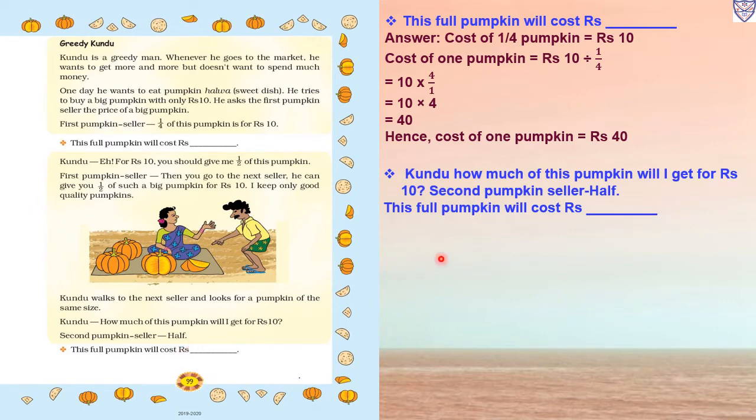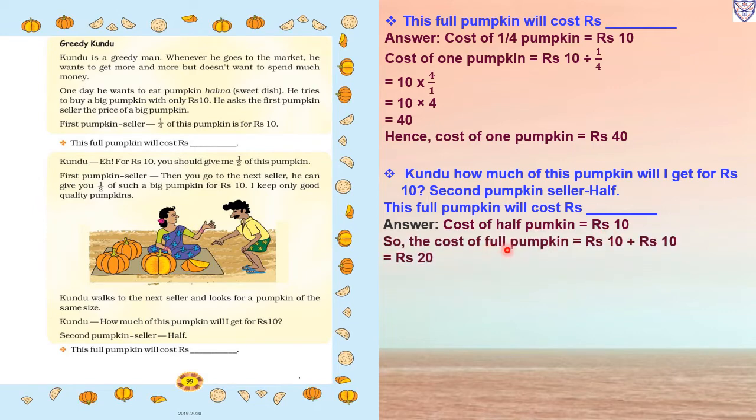So the second pumpkin seller said half. So now the full pumpkin will cost how much? The cost of half pumpkin is equal to rupees 10. So the cost of the full pumpkin is 10 plus 10, since half means rupees 10, and the other half will also be rupees 10. So that is rupees 20. Therefore the cost of one full pumpkin is rupees 20.